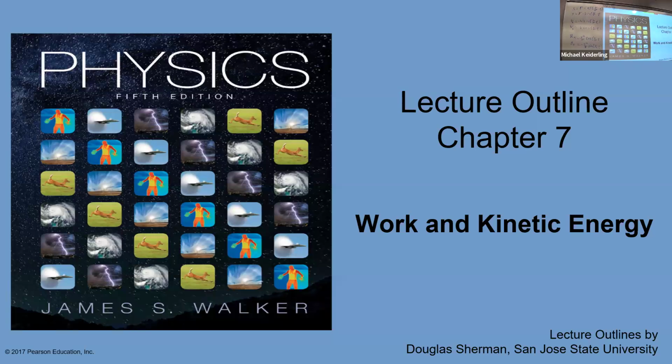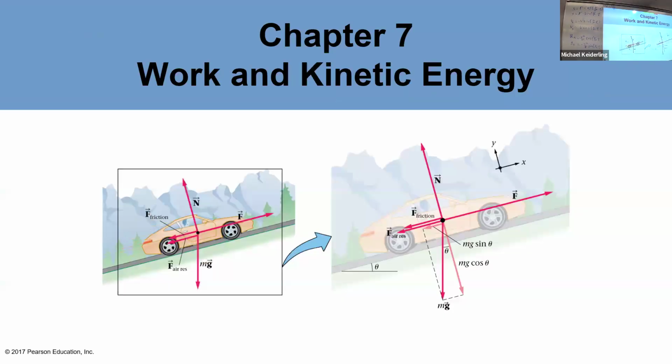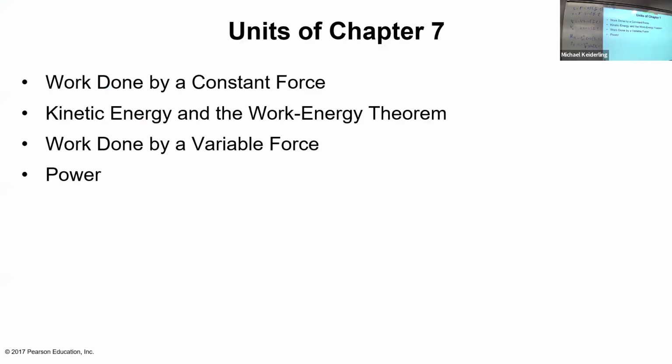So let's start chapter 7 about work and kinetic energy. Here is a car moving up a hill with various forces, and how you can figure out the work done by each of those forces. We'll start by talking about work done by a constant force. Then we'll move on to kinetic energy and the work energy theorem, then work done by a variable force, and then power.